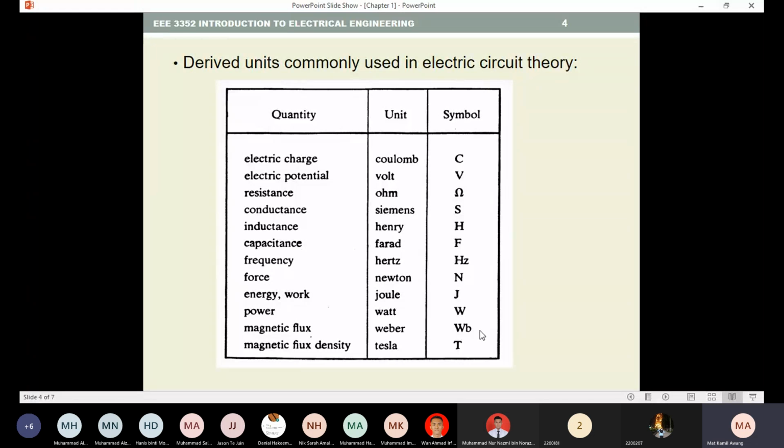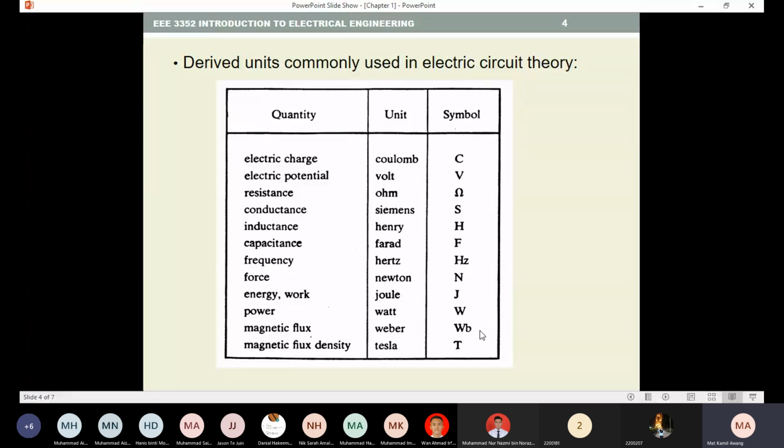Inductance is in Henry, capital H. Capacitance is Mr. Faraday, so the symbol is capital F. Frequency, Mr. Hertz, so the symbol is Hz. Force, Newton, capital N. Energy or work, Joule, capital J. Power is Watt, capital W. Magnetic flux is in Weber, capital W, small b.